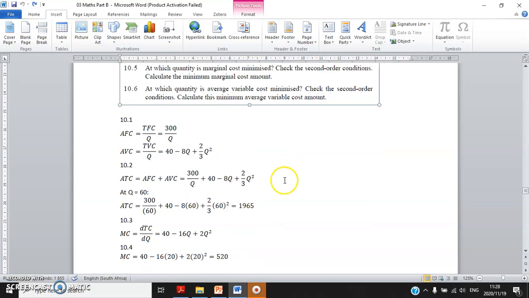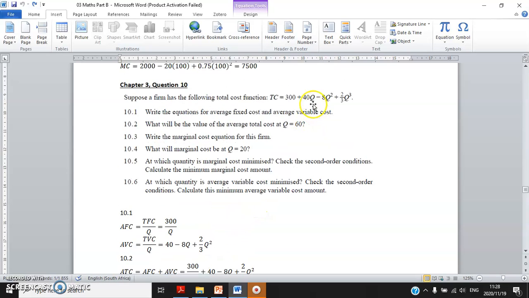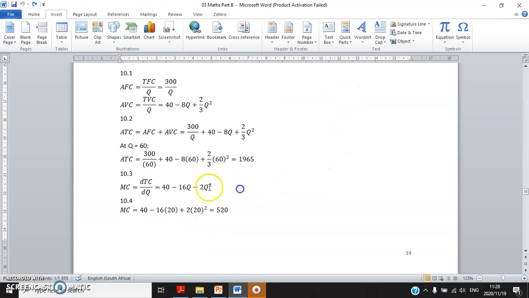Where is my marginal cost? Yes. So marginal cost is actually the first order derivative of total cost. So isn't it? This 300 falls away, then you have 40 minus 16q plus 2q squared, isn't it? Yes, so this is my marginal cost.